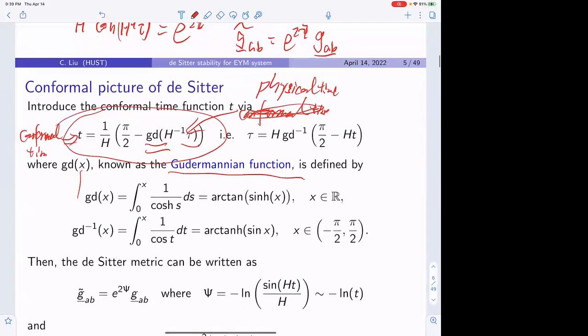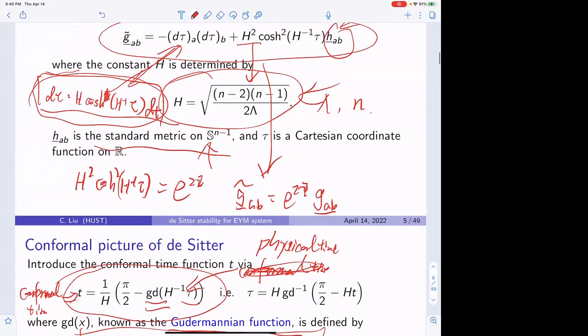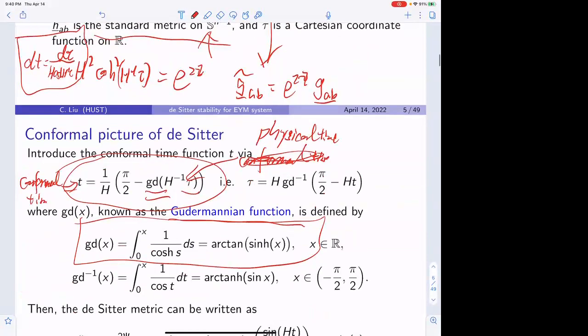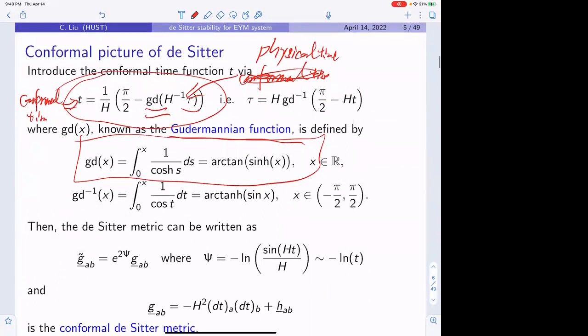Here GD represents the Gudermannian function, defined by this formula. We get this very naturally, because you just need to solve this equation, for example dt equal to h cosh(h minus 1 tau) d tau. If you solve this simple ODE, you get that t and tau are related by the Gudermannian function.